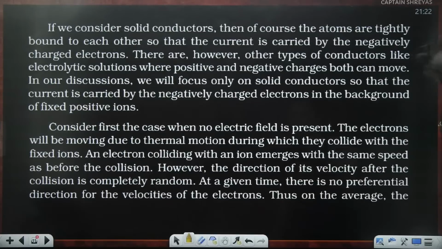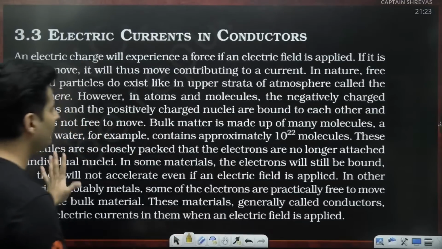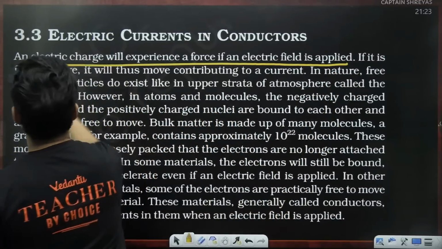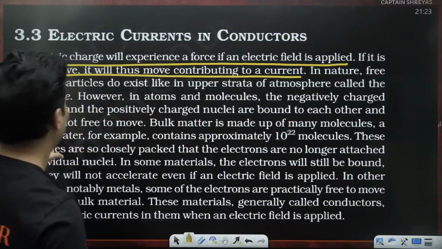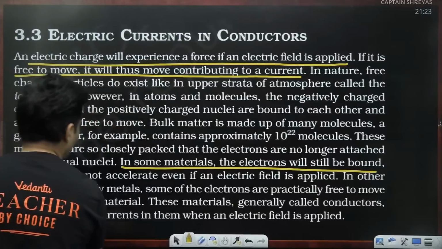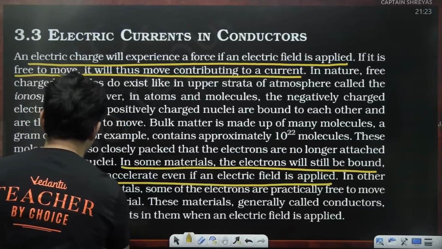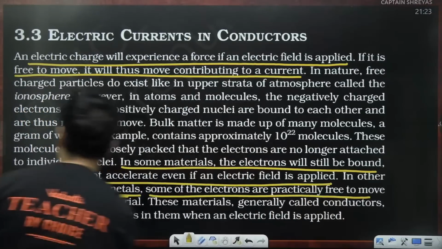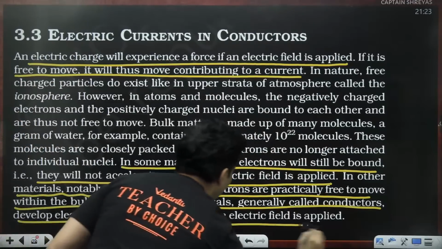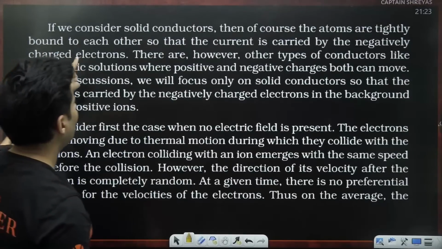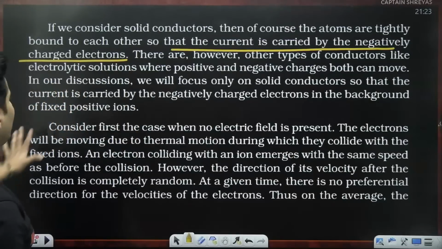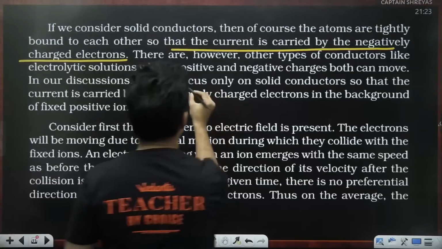Consider the first case when no field is present, okay. Before going here, let me just start underlining a few things. An electric charge will experience force if an electric field is applied. If it is free to move, it will contribute to the current, okay. In some materials, the electrons will be bound. They will not accelerate even if the field is applied. Whereas in other materials, notably metals, some of the electrons are practically free to move within the bulk material. These materials are basically called conductors and they develop electric current when an electric field is applied, okay. So the current is carried by the negatively charged electrons, okay. We only focus on solid conductors, okay.